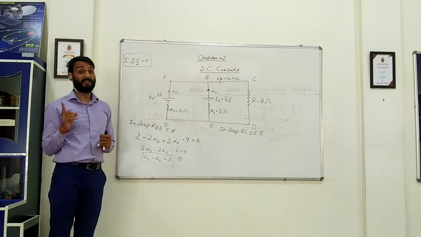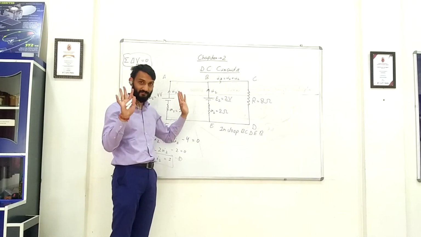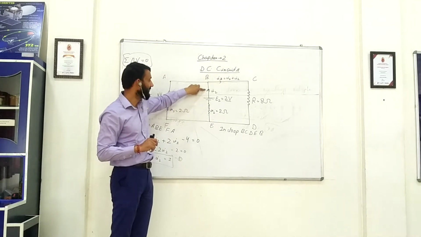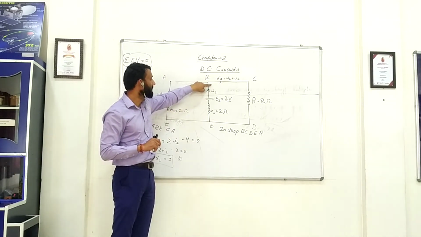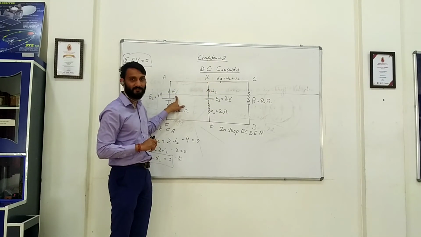So what was the first step? Move from the positive side of the battery. Now we have only one battery, so I will start moving from the positive side of the battery. There I go. I3 is the current, which is the combination of these two currents.